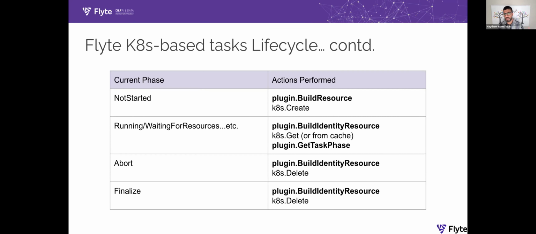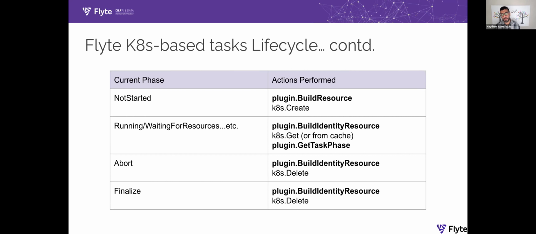There are a couple of operations that can happen out of band through Flyte. One of them is abort. Let's say the user in the UI decided to abort the entire workflow. Flyte will take care of making sure that if there is anything currently running in the workflow, it is cleaned up properly. We call your plugin to again build this identity resource, and we make sure we delete the object from Kubernetes so that we don't leave it running and consuming resources while the workflow is aborted and the user is no longer interested in the output of the workflow anyway.